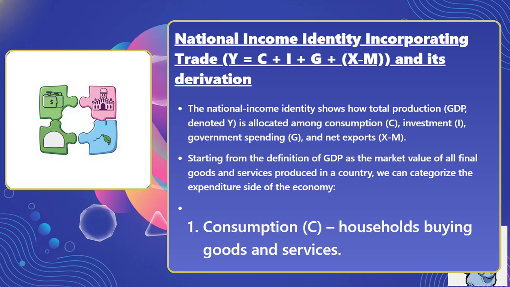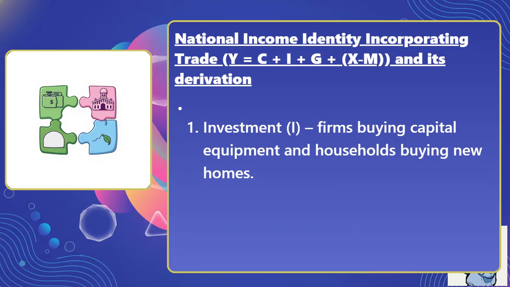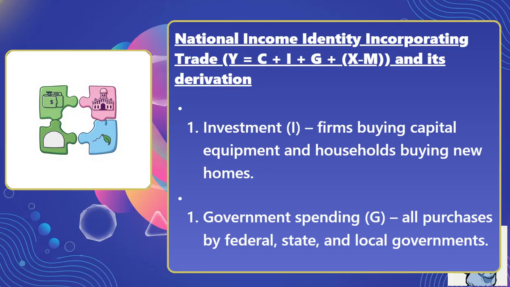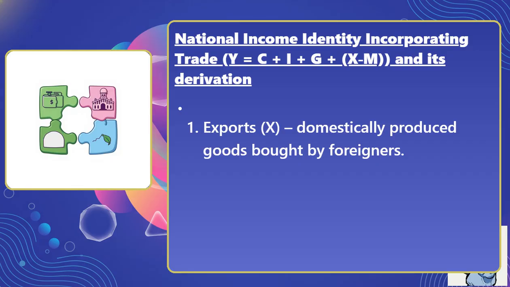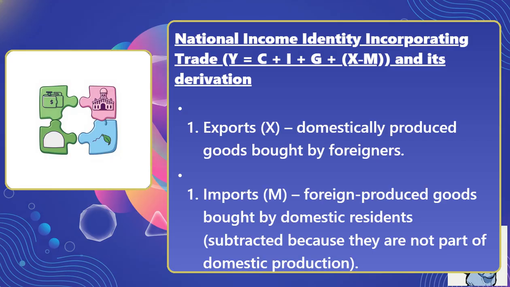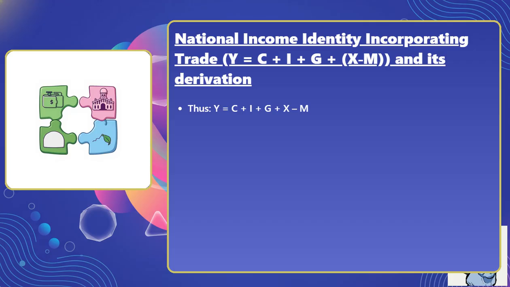Consumption C, households buying goods and services. Investment I, firms buying capital equipment and households buying new homes. Government spending G, all purchases by federal, state, and local governments. Exports X, domestically produced goods bought by foreigners. Imports M, foreign-produced goods bought by domestic residents, subtracted because they are not part of domestic production. Thus, Y equals C plus I plus G plus X minus M.